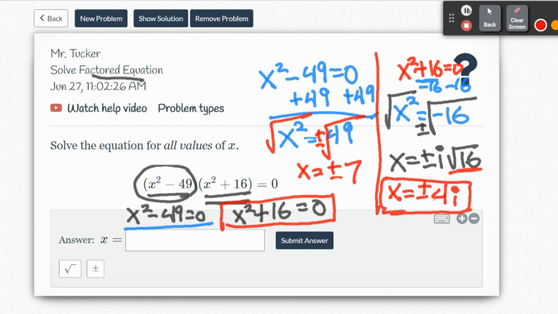So we've got plus or minus 7, and then plus or minus 4i is all the solutions for this factored form for x. And notice I have 4 solutions, 2 real ones, 7 and negative 7, and 2 imaginary ones out of this one, the plus or minus 4i. Total of 4 complex solutions, including the real and the imaginary.